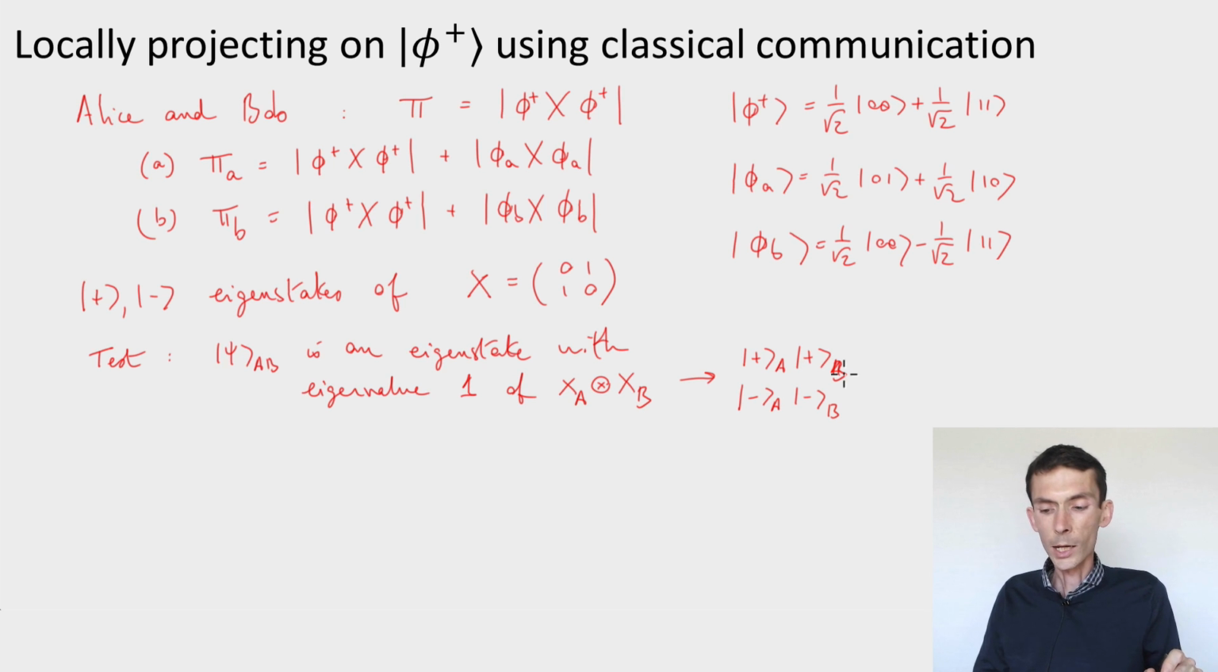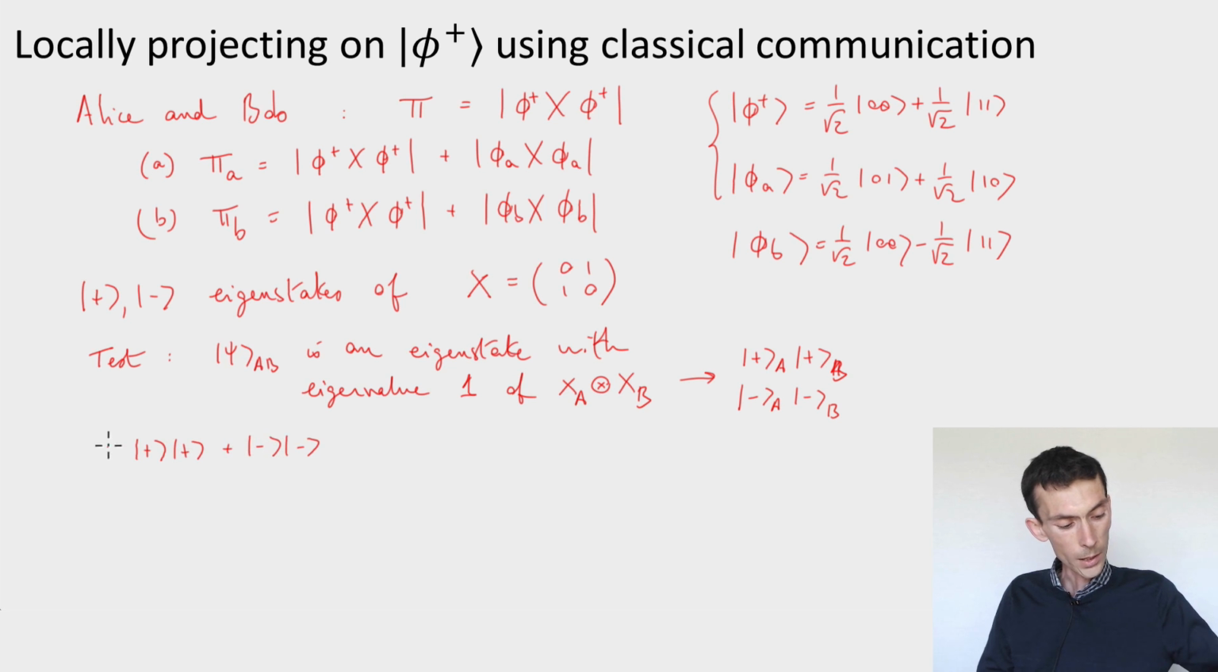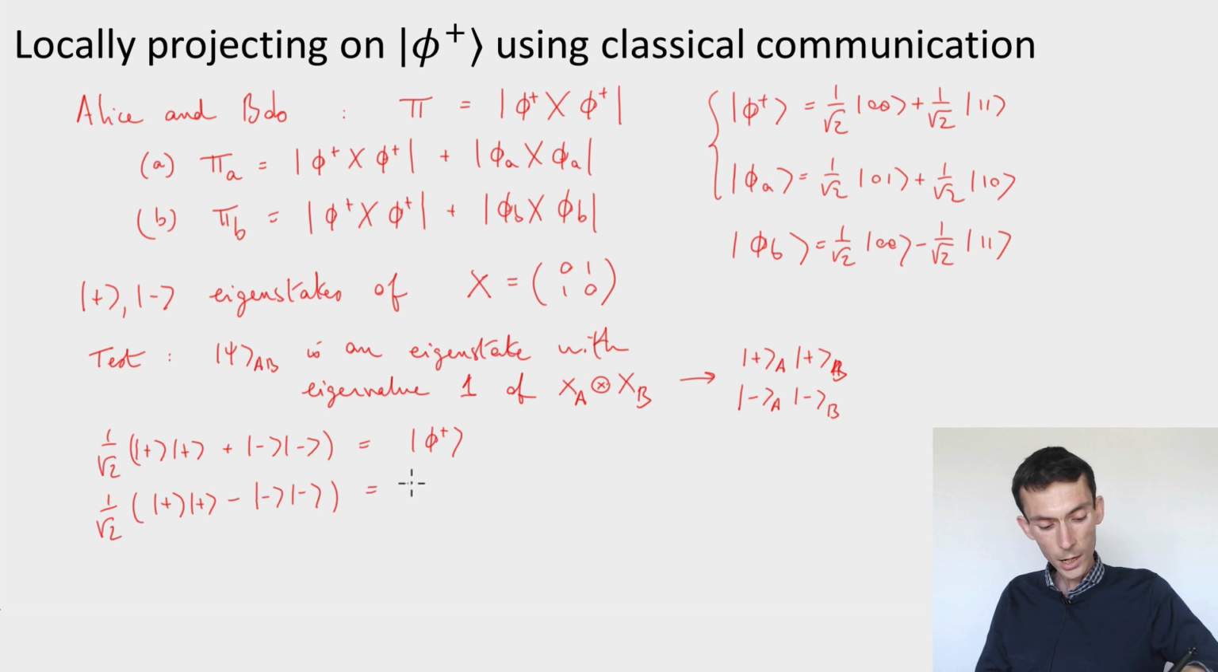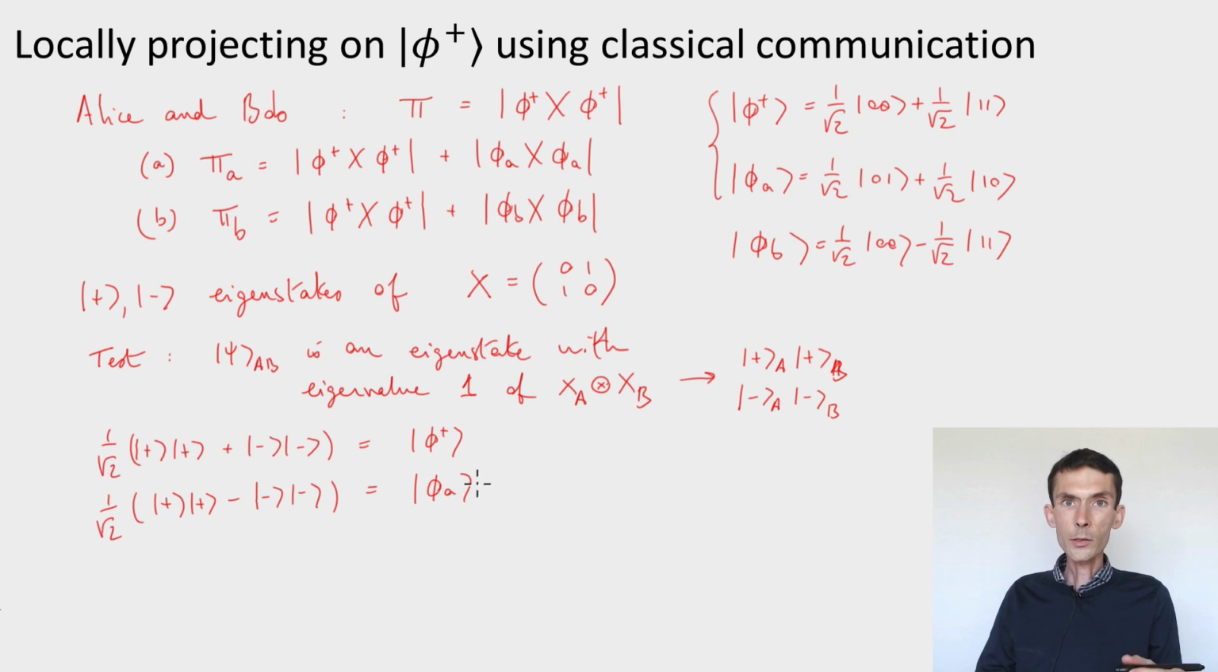So this is not what I claimed. I claimed that it was implementing the projector on the span of φ+ and φ_A. But these are equivalent, because if I take the sum of plus-plus and minus-minus, and I normalize by 1/√2, what do I get? Exactly φ+. And if I take their difference, 1/√2 (plus-plus minus minus-minus), what do I get? Well, you can check, and the state that you get is exactly the state φ_A. So the span of plus-plus and minus-minus is the same as the span of φ+ and φ_A.